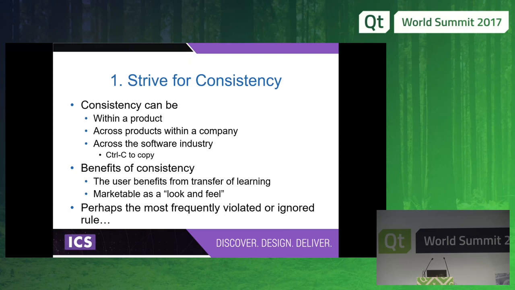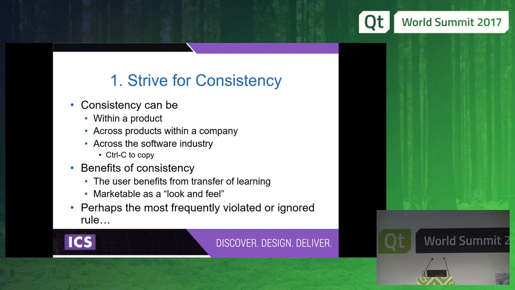So look at the piece of software that you're writing in a big picture sense. Try to find all the things that are inconsistent and just fix them. So consistency within a product. Consistency within multiple products across your company. That gives you a look and feel that you can brand. Marketing departments love that stuff. And just look at other pieces of software that might live within the ecosystem that you're working in.